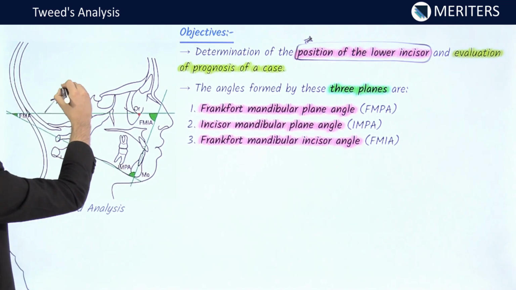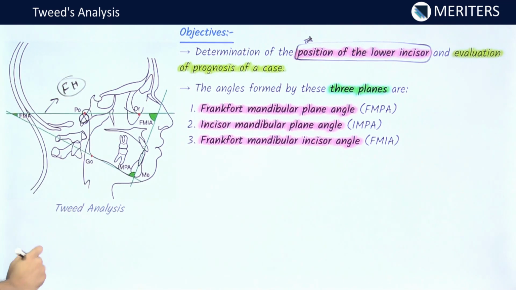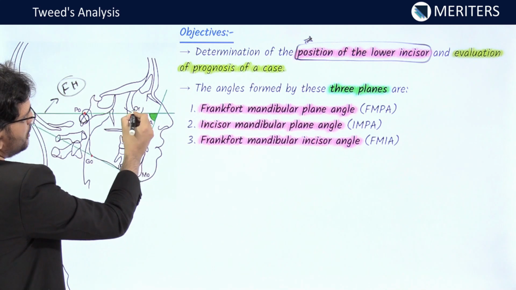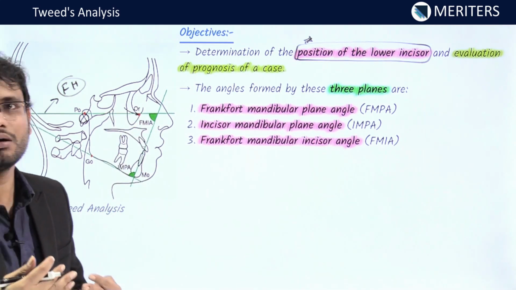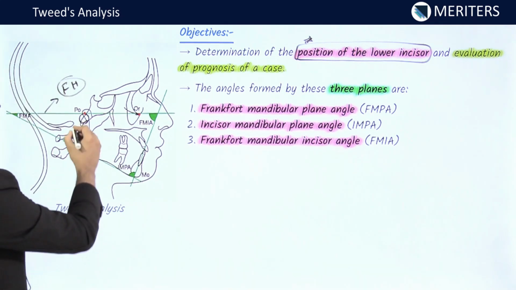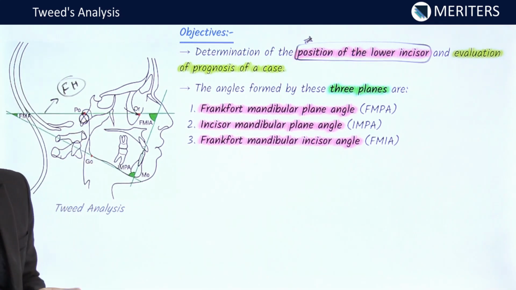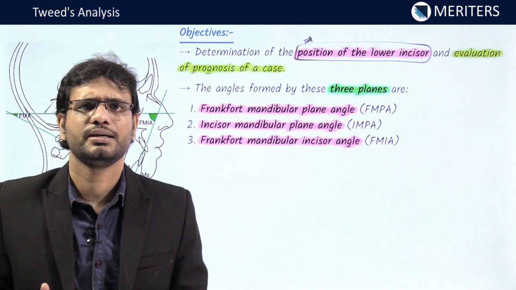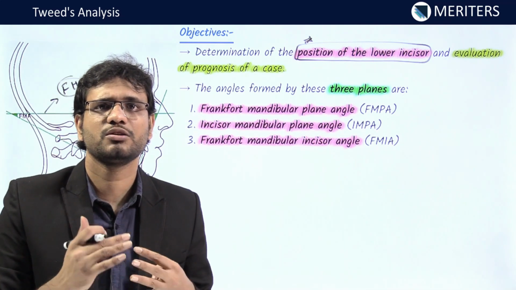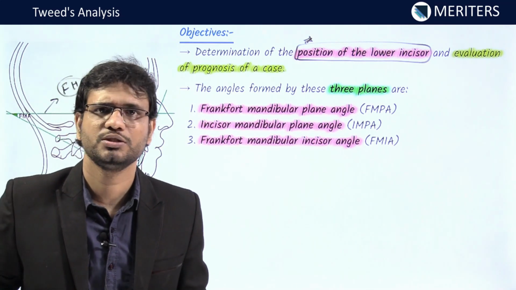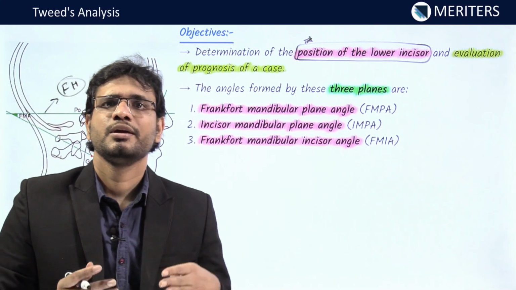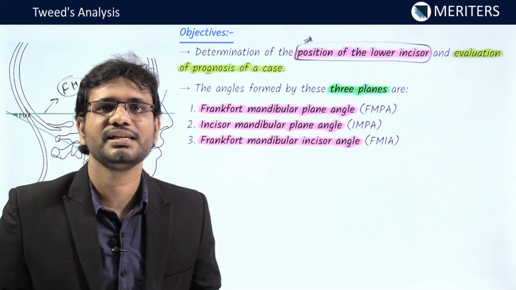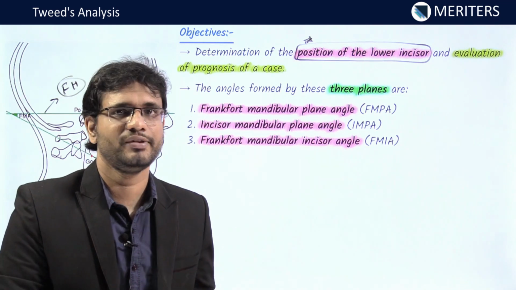The first one is the Frankfurt horizontal plane. Now what is this? This is a plane that is formed by joining 2 points. One point is at the lowest margin of the orbital, and another point is at the highest point of the external auditory meatus. So if you join these 2 points and draw a plane, that is known as the Frankfurt horizontal plane. At the same time, if you want to know about the mandibular plane, you have to just draw a tangent to the mandible in case of Tweed's analysis.